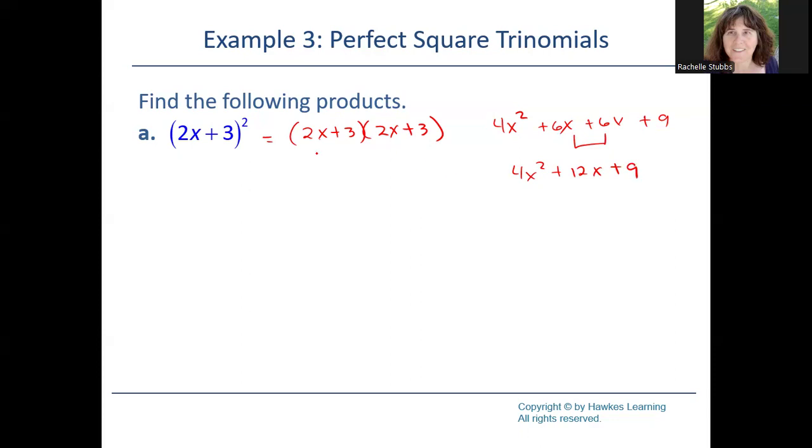Now remember, we said you square the first term. That's the 4x squared. You take 2x and times it by 3, that gives you 6x. And then you times it by 2. Well, what's 6 times 2? 12x. And then you square the last one. 3 squared is 9. Do I have a middle term? Absolutely. It will make a trinomial. It does not become a binomial. It is a trinomial.